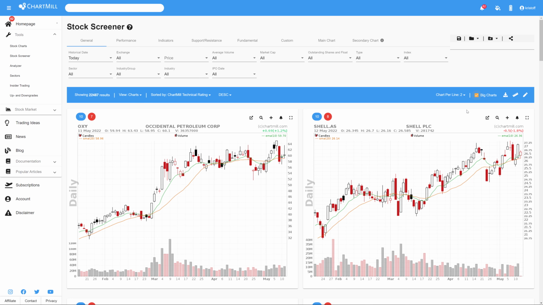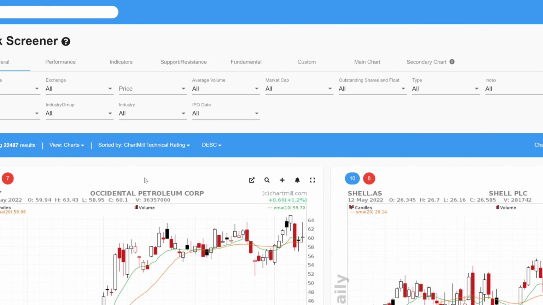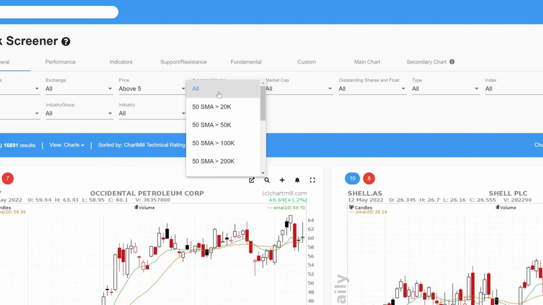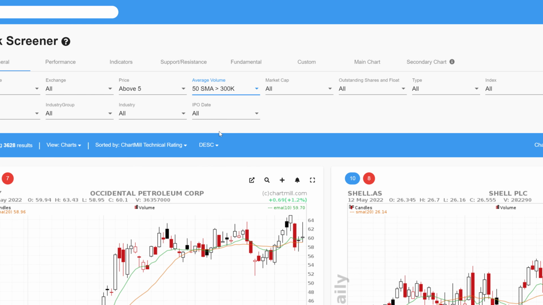Let's start with some pure basic filters. We have a minimum price of $5 or euros and a minimum volume of 300,000. This is purely to make sure that we exclude the penny stocks and that the shares we'll be left with are sufficiently liquid. After all, you do want to be able to buy and sell your shares easily.